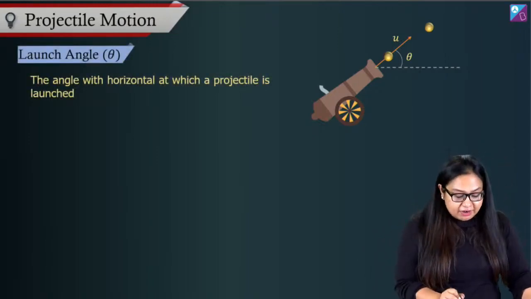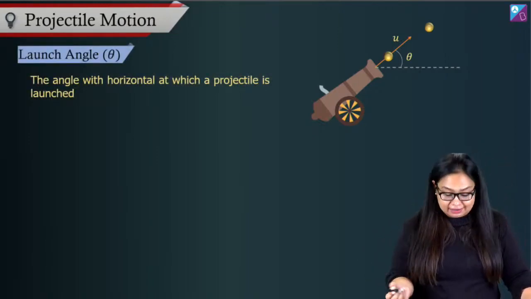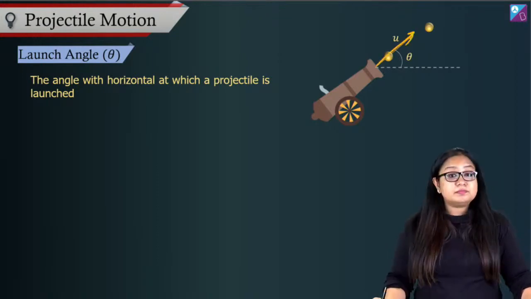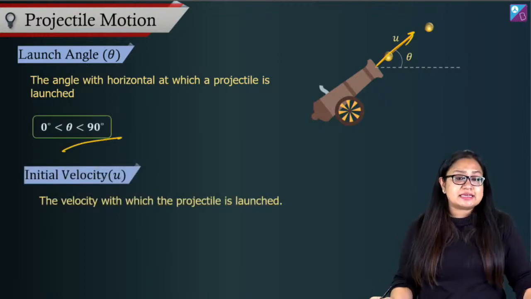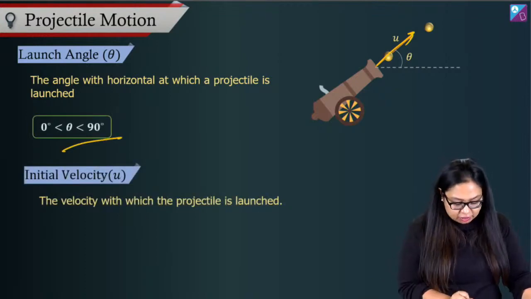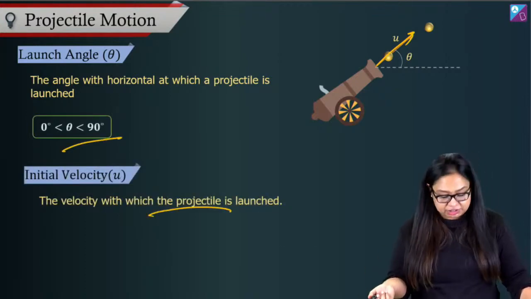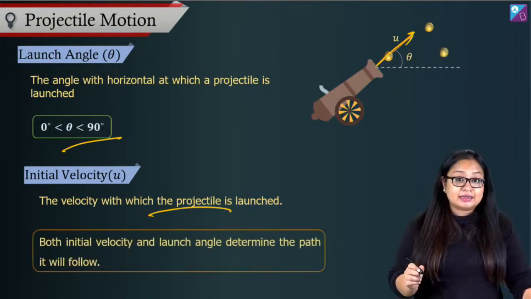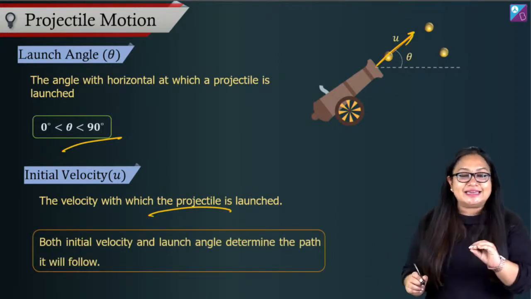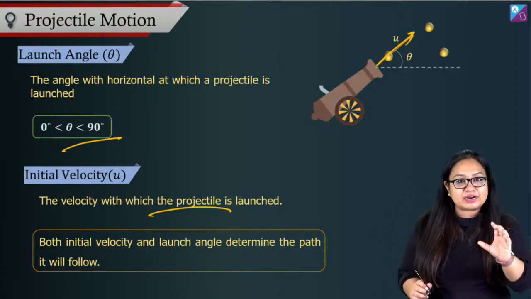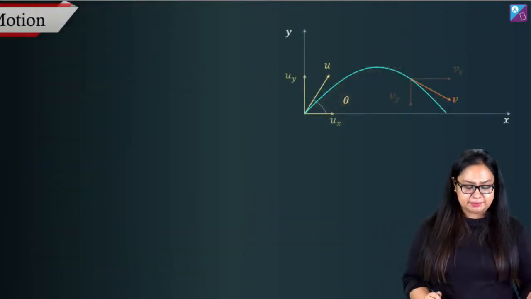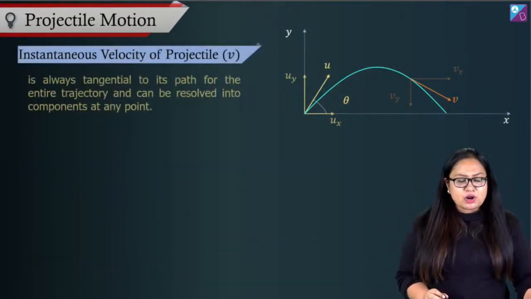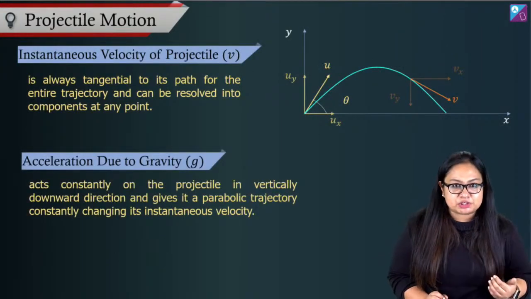Now, if I talk about the launch angle theta, say you are sending this projectile at an angle theta, then of course theta is between 0 and 90 degrees. Initial velocity is u, the velocity with which the projectile is projected. And both u and theta are the two important things that determine the path of the projectile, right? You know this already.